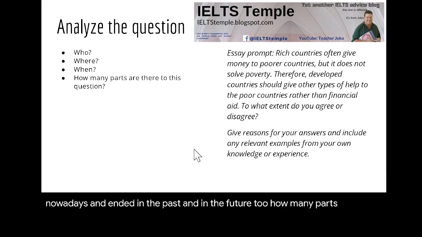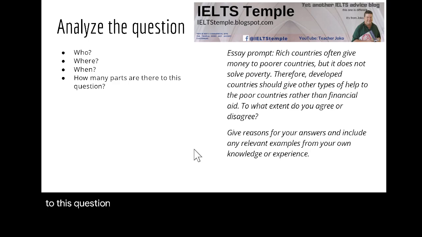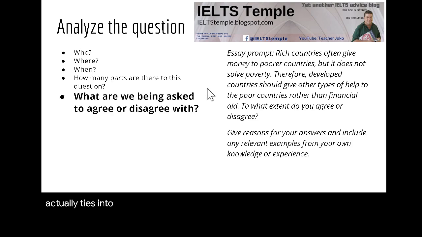How many parts are there to this question? Well, let's have a look. What do you guys think? Well, there are two parts. That actually ties into the next question.